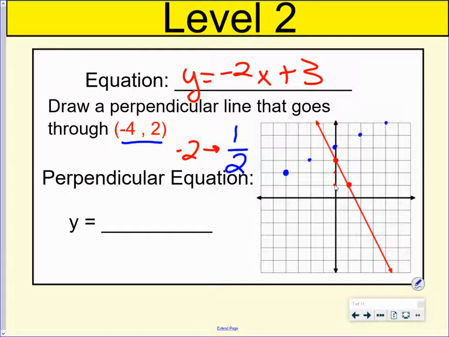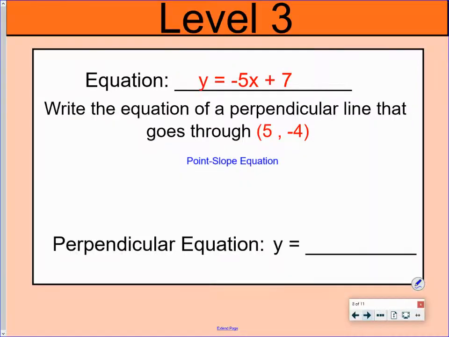All right, so I draw this new line here, and this blue line is perpendicular to the red line. When I write the equation of this line, I know the slope is 1/2 x, and my y-intercept is 1, 2, 3, 4, positive 4.